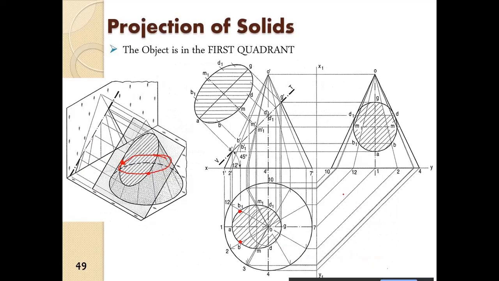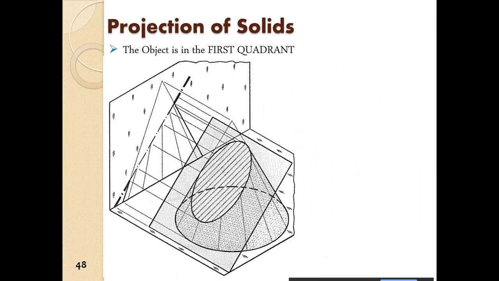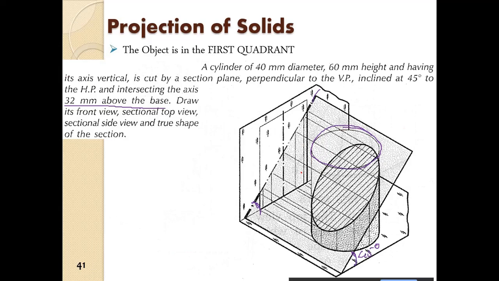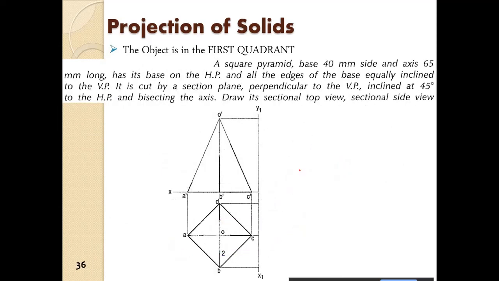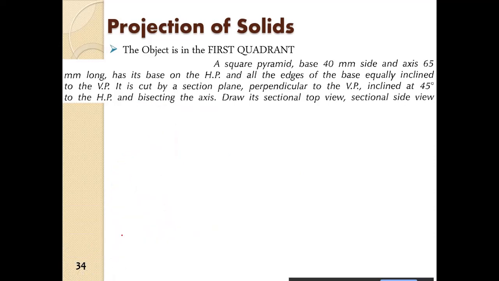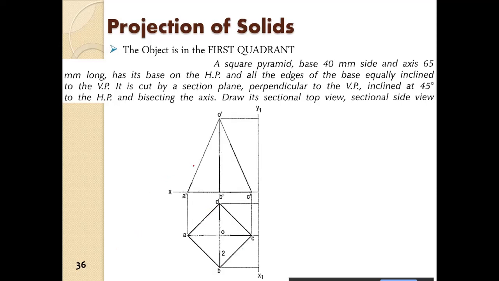So this much is enough for the section of solids. The thing is that you have to get the idea, so then it will be easy. Here in the case of the square pyramid, first of all we started out with the base, then we made the projection of the front view, then obviously the side view.